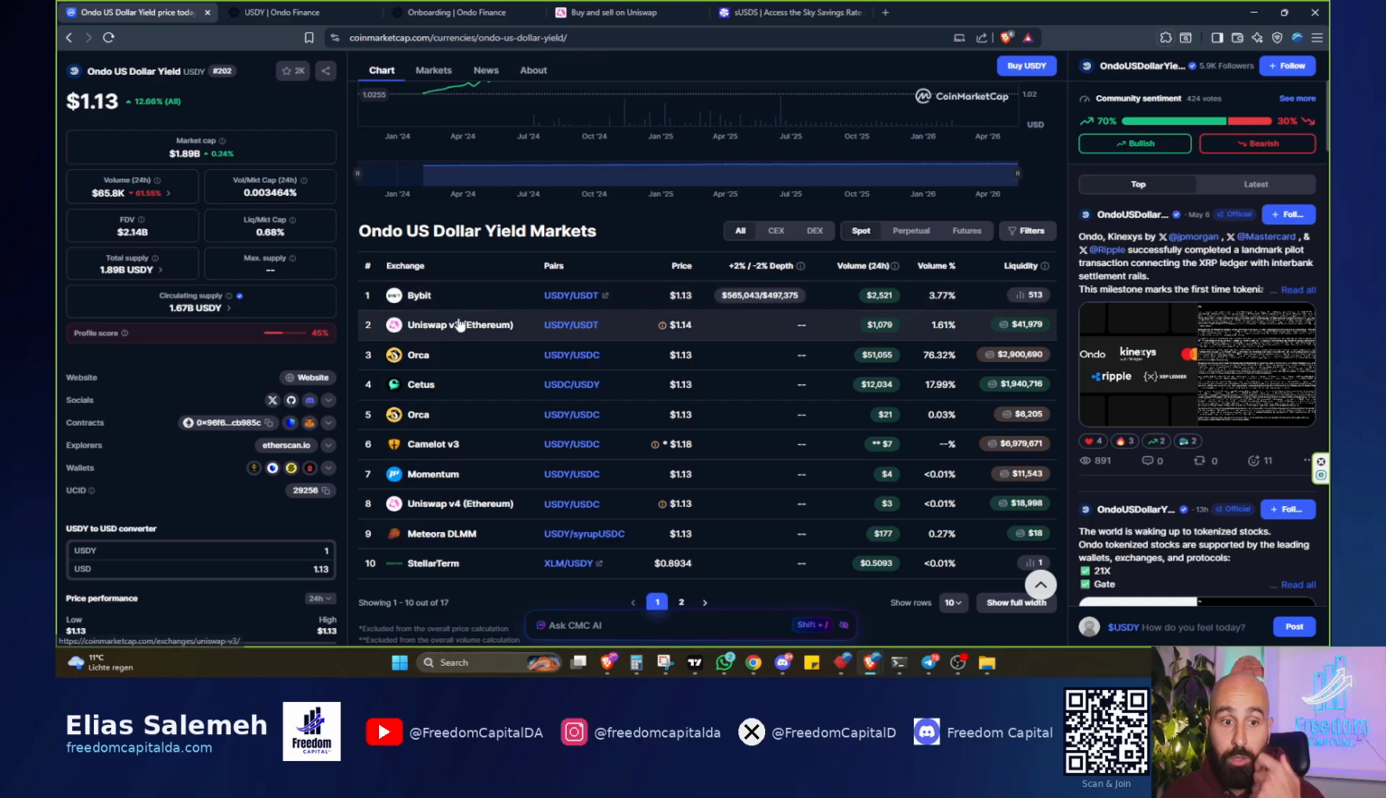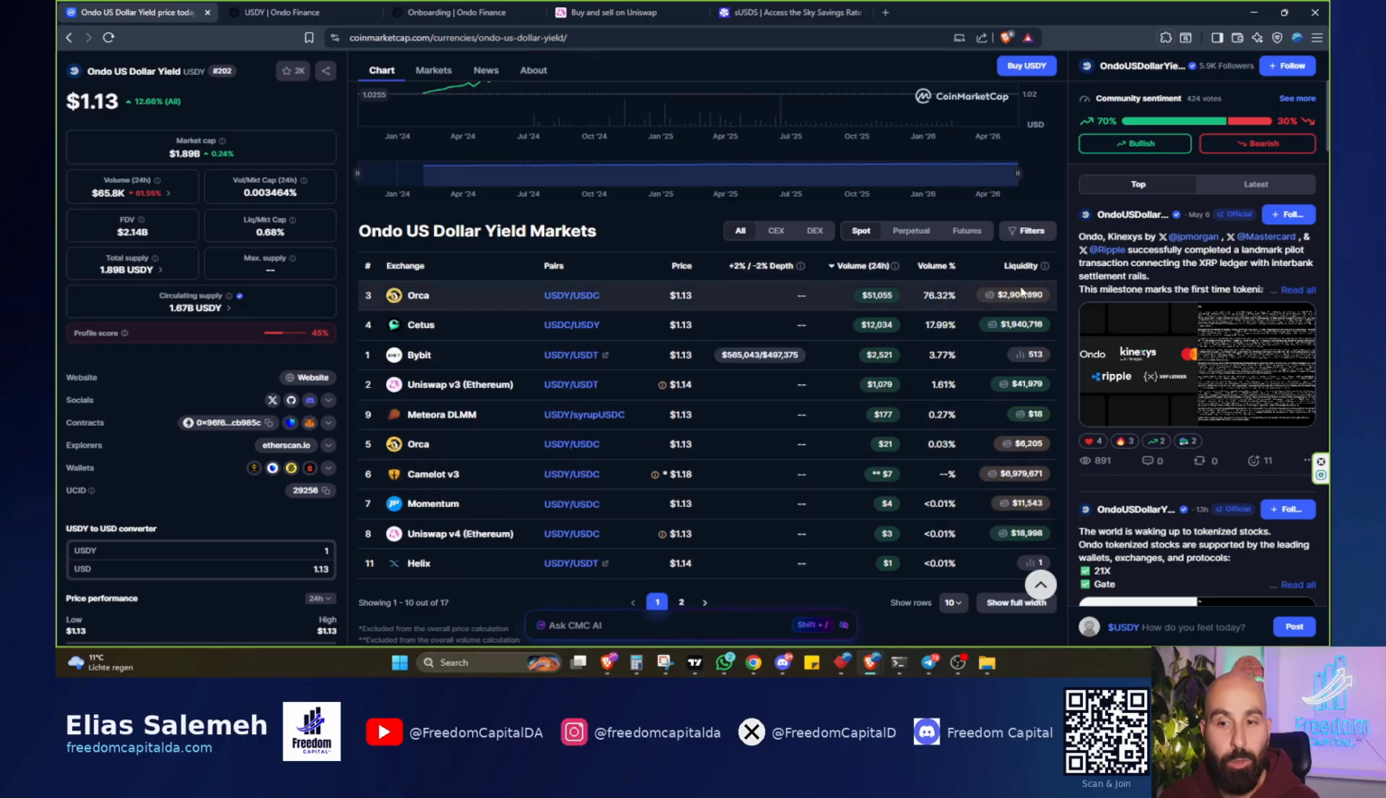And this is where you can see where USDY trades on different exchanges and decentralized exchanges. So it's available on Bybit, on Uniswap, on Orca, and Meteora as well. These are very well known, but keep in mind that the volume and liquidity on these secondary markets is not very big. So if you're trying to buy large quantities of USDY, expect to have big slippage. So let's say we want to go with Uniswap.